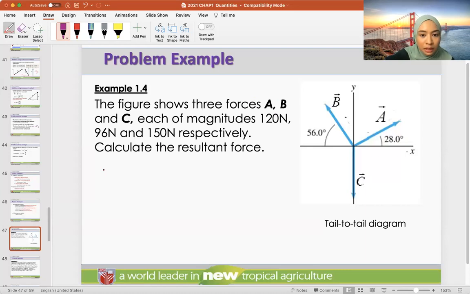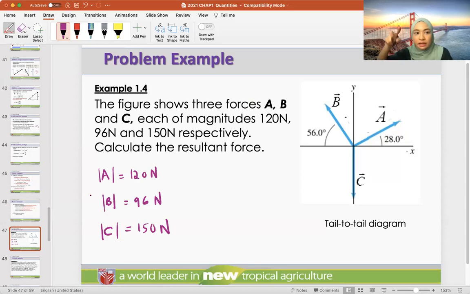Each of the magnitudes: A is 120 Newton, B vector is 96 Newton, and then our C vector, sorry, C magnitude is 150 Newton. So in this case, I put in the modulus sign because I don't know the direction, but I'm only putting in the magnitude. If I remove this, I can, and I already did that. So the angle, I should specify the angle is 28 degrees with respect to the positive x-axis.